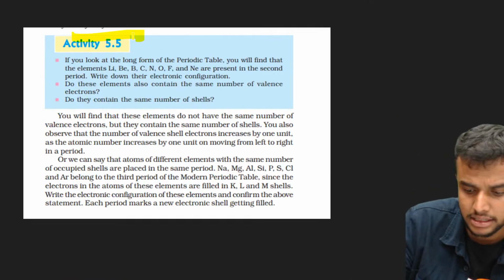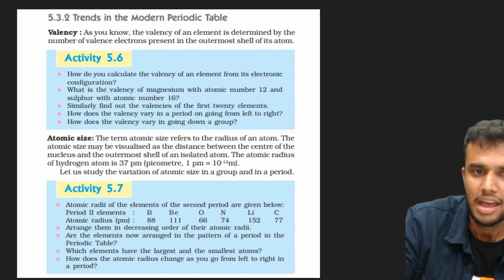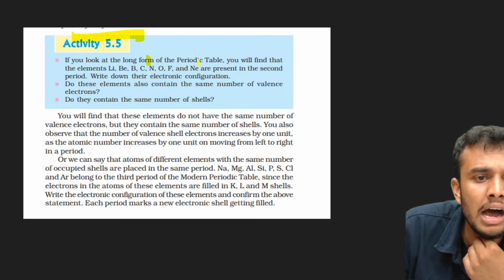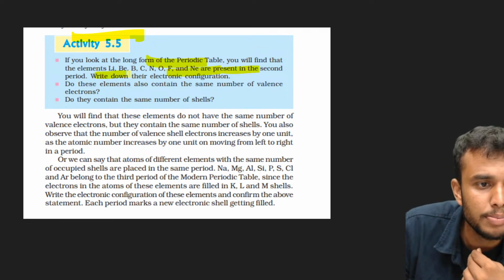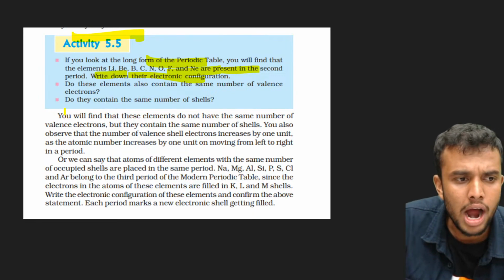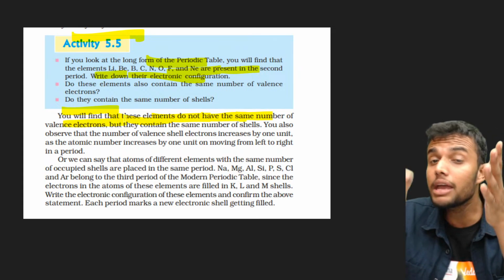Then here one activity is there. After this one, we have only a few questions. This is the end of the session. It is a very easy unit, students. Here, look at the elements present in the second period and write down their electronic configuration. What you will find is that these elements have the same number of valence electrons along a group.